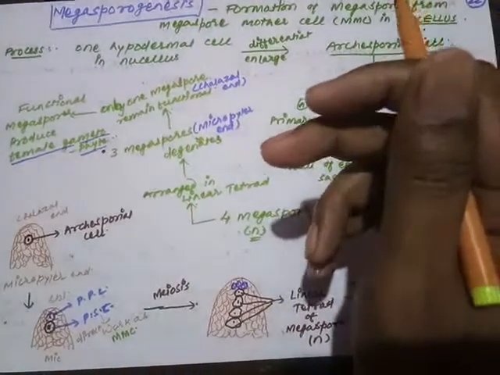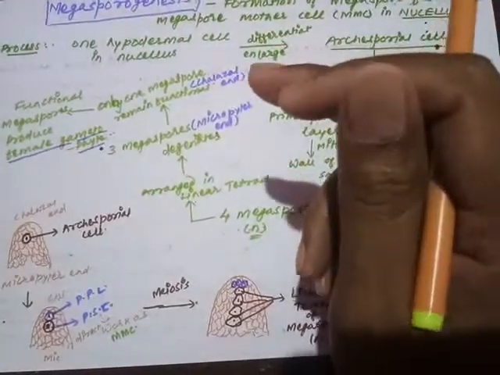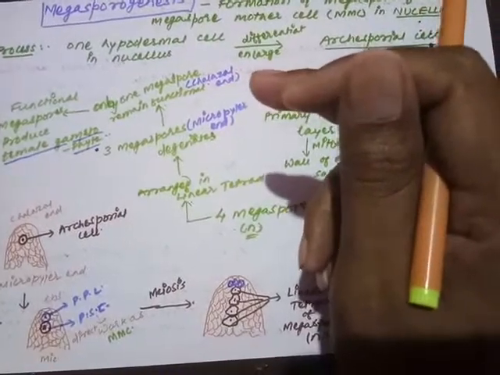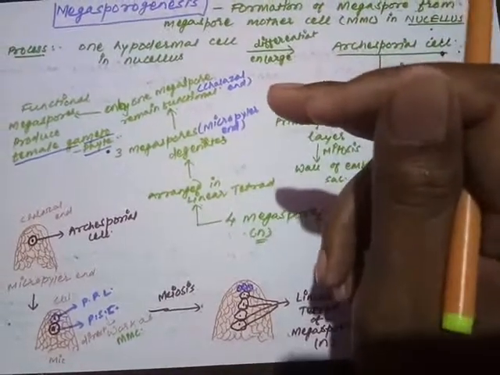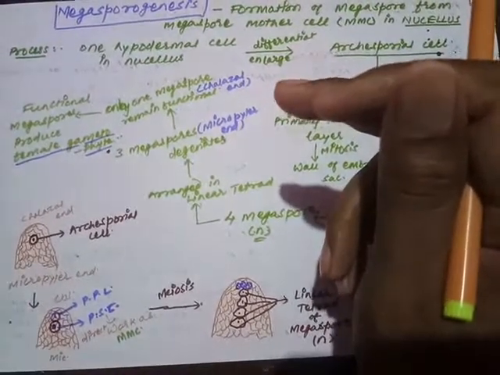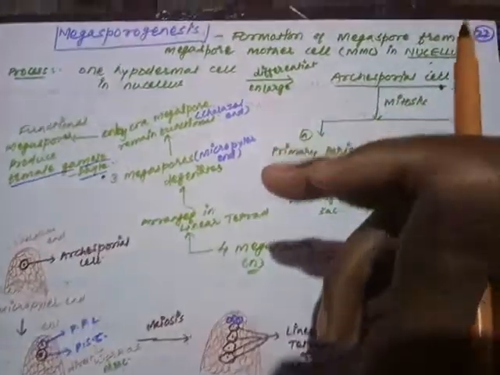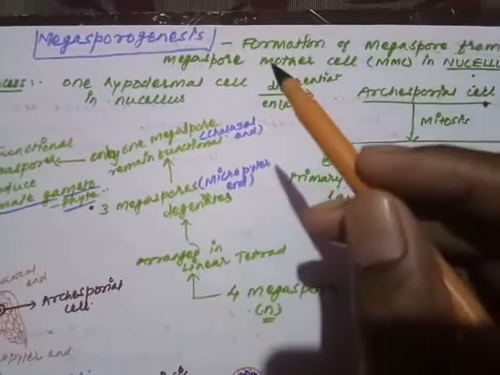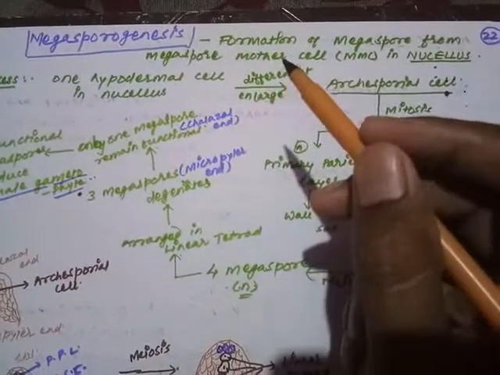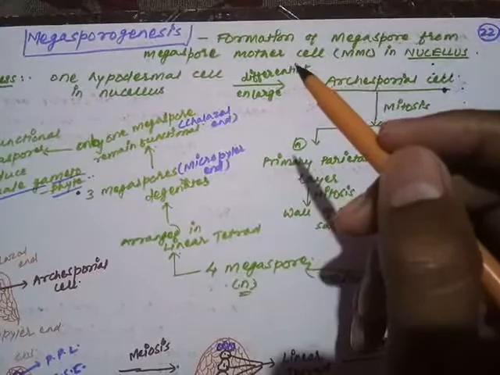I'm going to discuss two topics today. The first one is megasporogenesis, how the megaspore is formed, and secondly how these megaspores are going to develop the female gametophyte, or development of female gametophyte. So let us start with the megasporogenesis. Megasporogenesis is the formation of megaspore from megaspore mother cell in the nucellus.